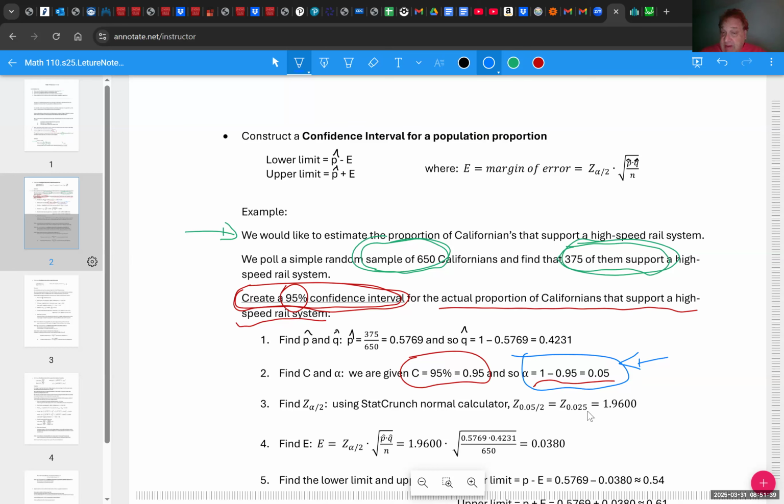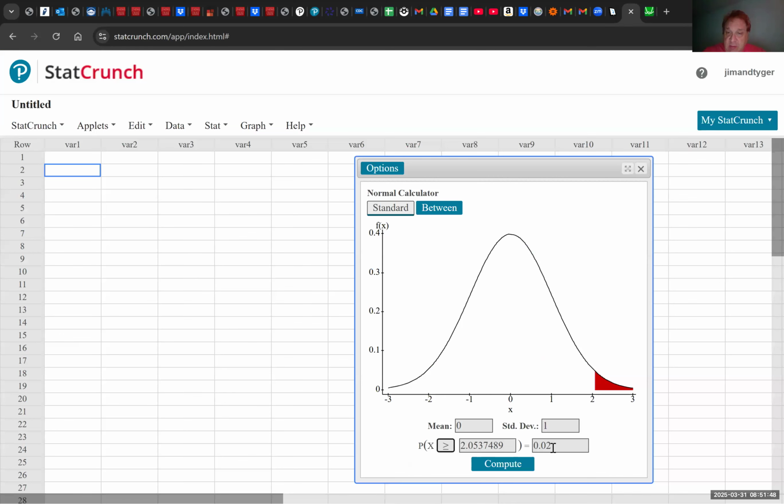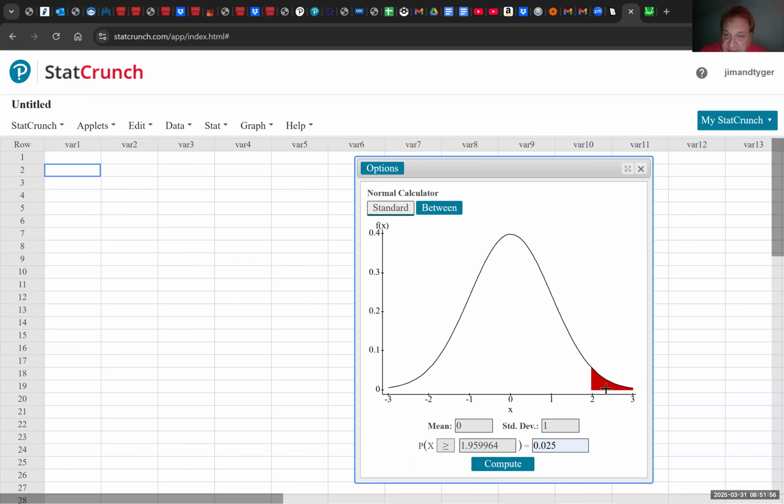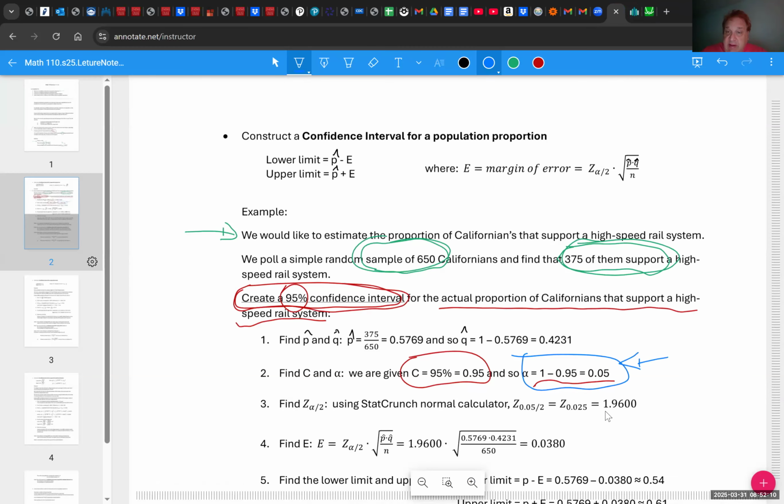And then that just tells me I need to put 0.025 into my StatCrunch normal calculator. So in my StatCrunch normal calculator, I put 0.025 and a greater than sign, and I compute, and there's the little smidgen of 0.025, and that's a value of 1.95996, which rounds to 1.9600. So that is my Z alpha over 2 value, and then I put that into my formula.